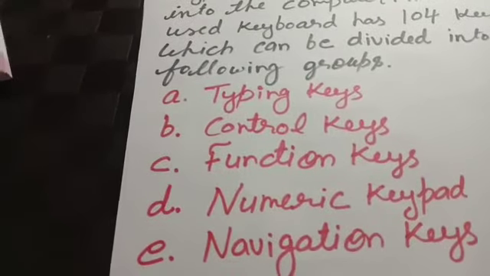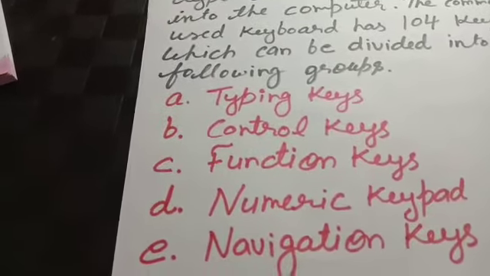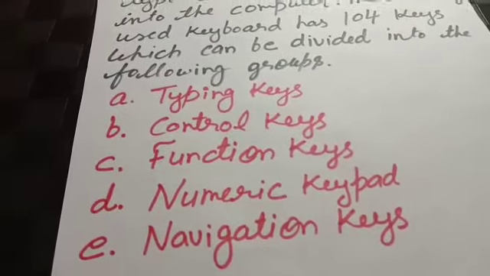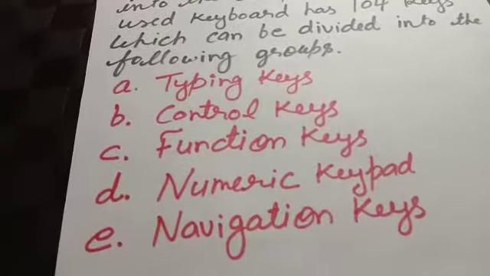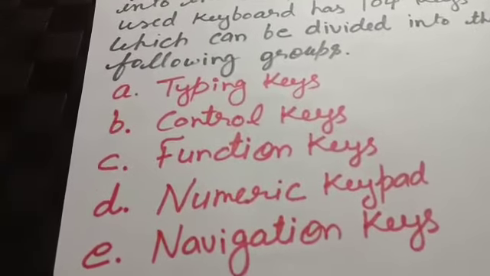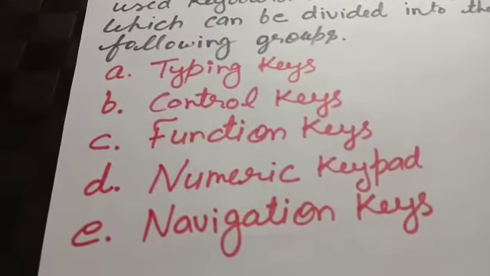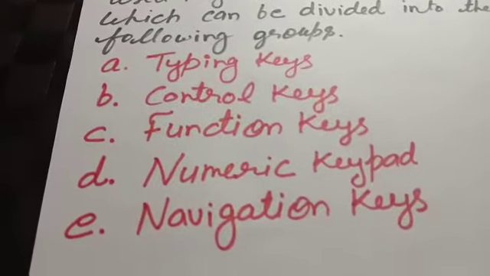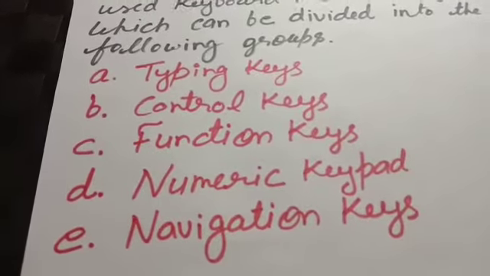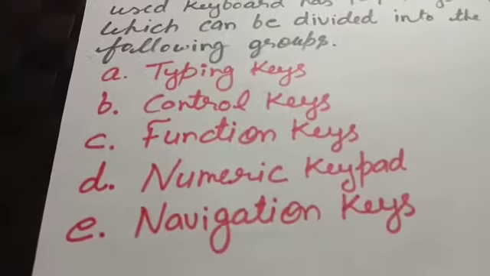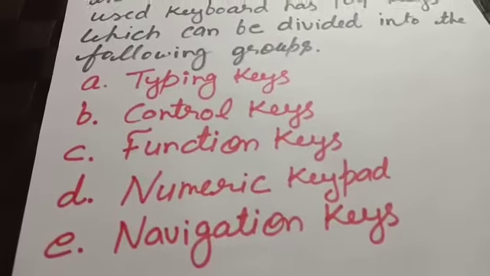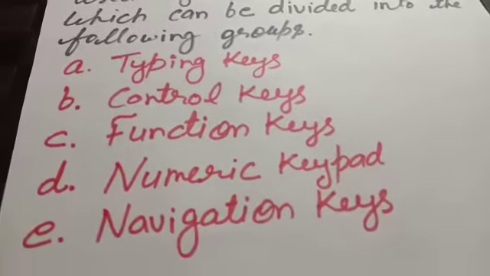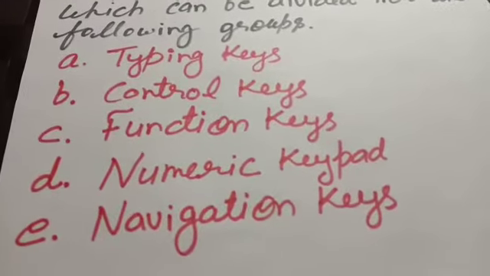Function keys. Children, have you noticed at the top of the keyboard there are keys that start with the name F1, F2, F3, F4? These are the function keys. These are helpful to perform special tasks. Fourth is the numeric keypad. As you know by the name, the numeric keypad has all the numbers 0 to 9, and you can work with the numbers with the help of the numeric keypad.